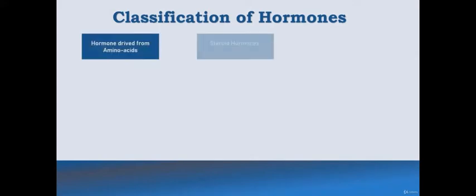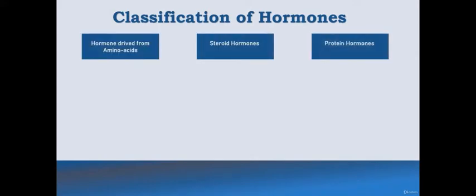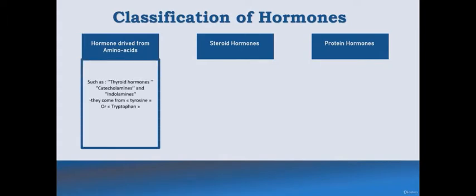Hormones are classified into three groups according to their structures. We have hormones derived from amino acids, steroid hormones, and protein hormones. Hormones derived from amino acids are such as thyroid hormones, catecholamines, and indolamines. They come from tyrosine and tryptophan. These hormones are not very soluble in water.